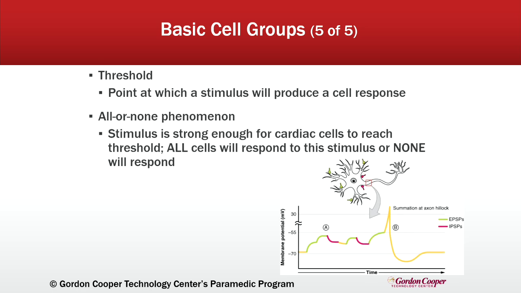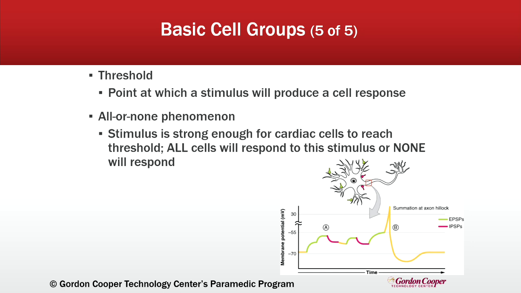So how do the cardiac cells respond to stimuli? We'll talk about threshold. The threshold is that critical point at which a stimulus becomes strong enough to trigger a response in the cardiac cells. You can think of it like a tipping point. Once that threshold is hit, the cells are primed to take action.